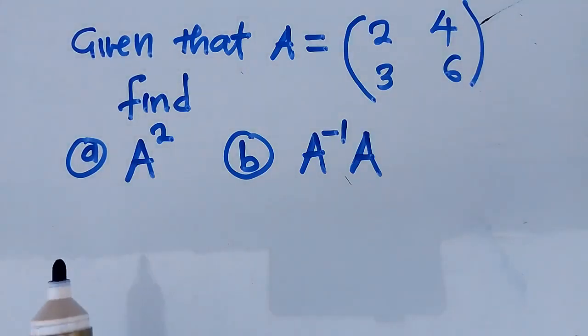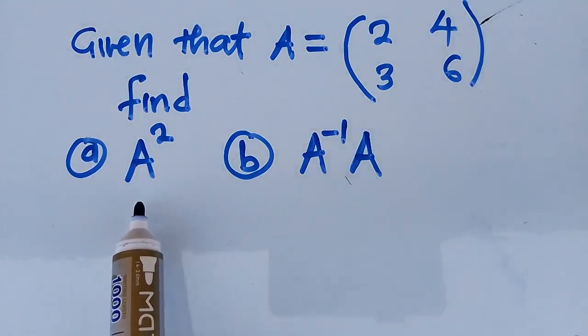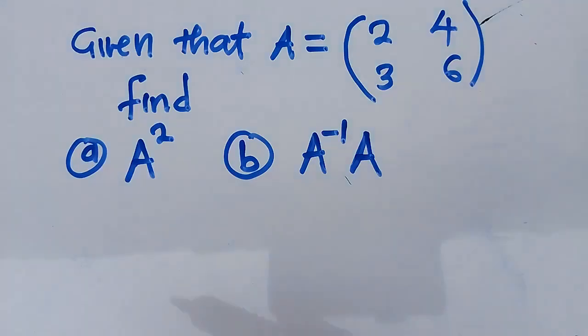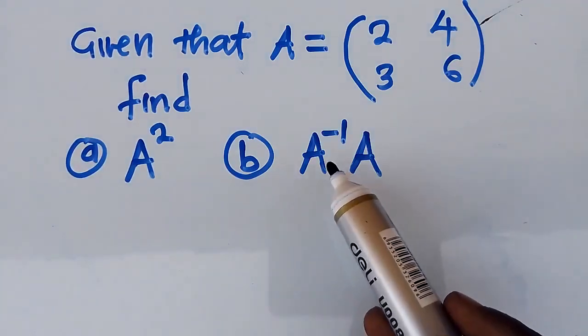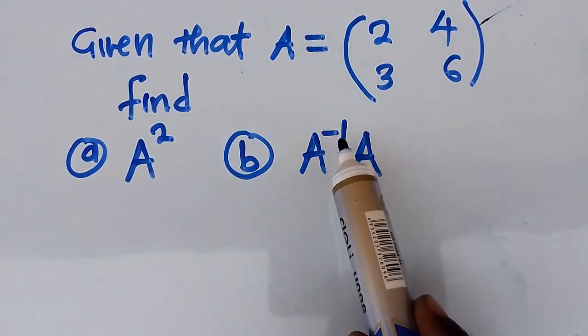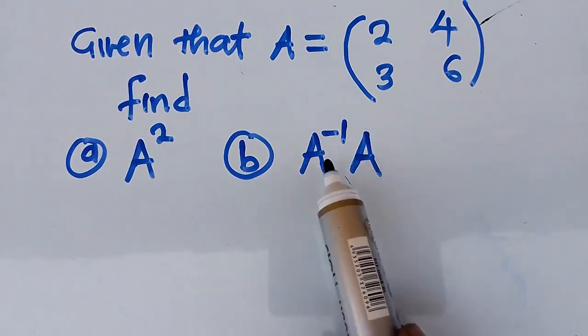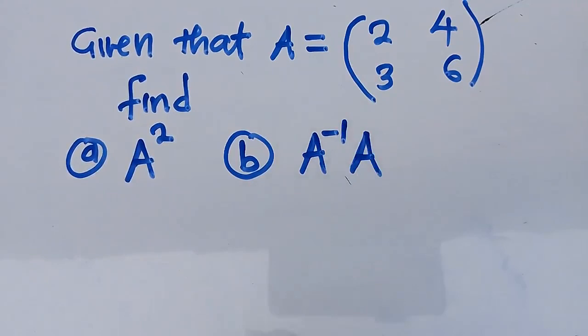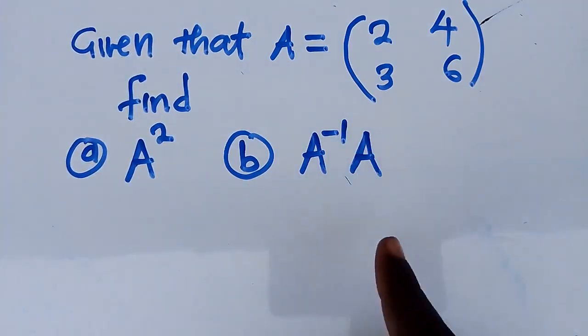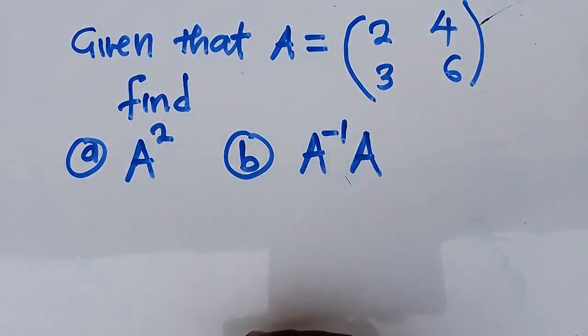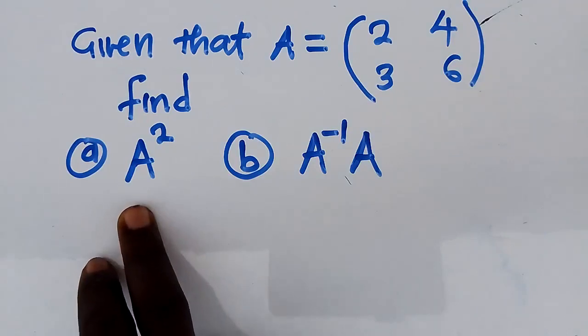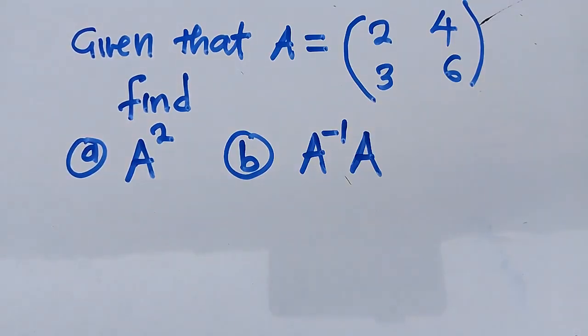So if you check the first one, you are told to find A squared. I told you that A to the power negative 1 means the inverse. That is the inverse which you are given. Then we've got A squared, which means the matrix A is repeating itself how many times? 2 times.